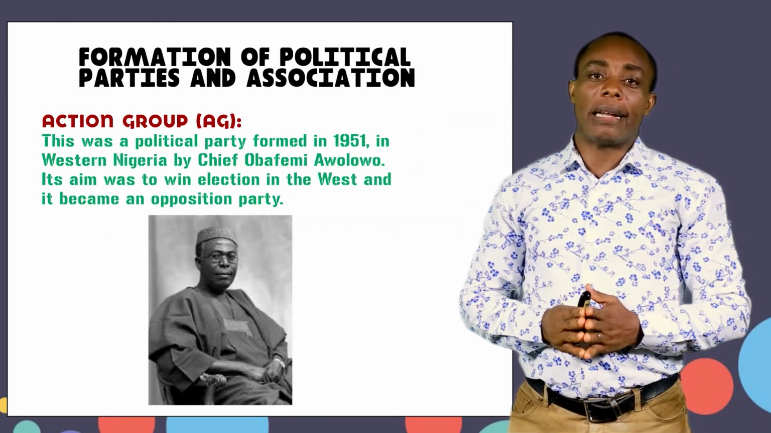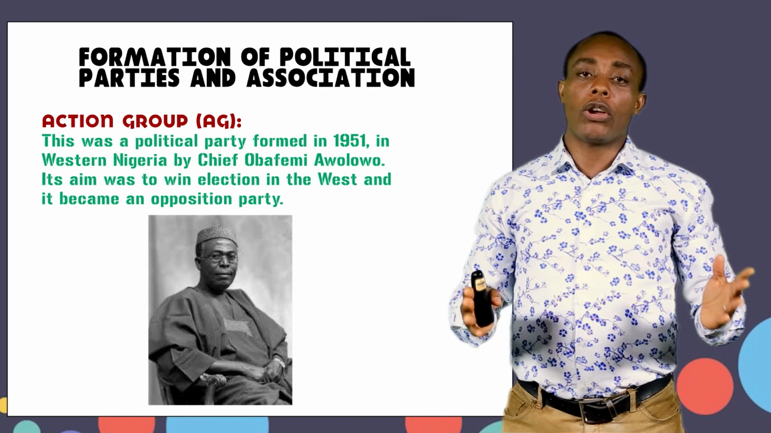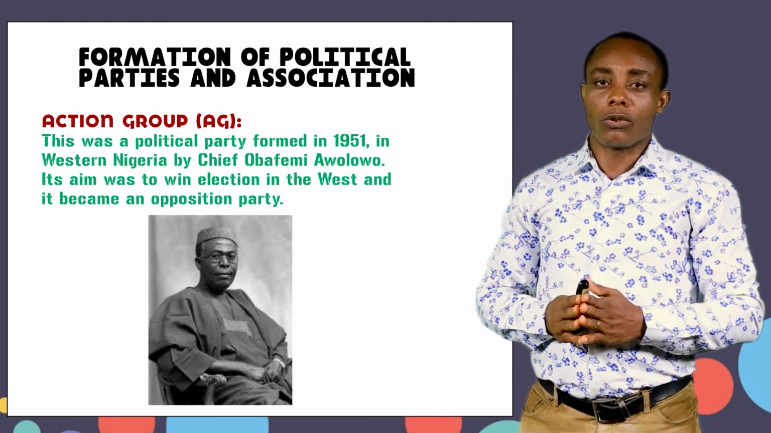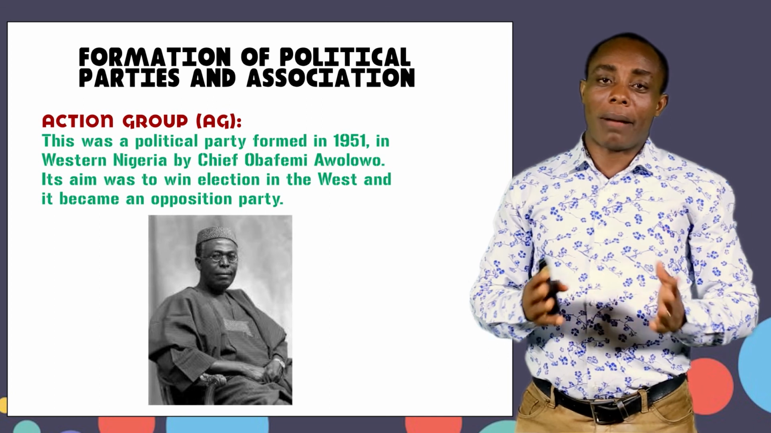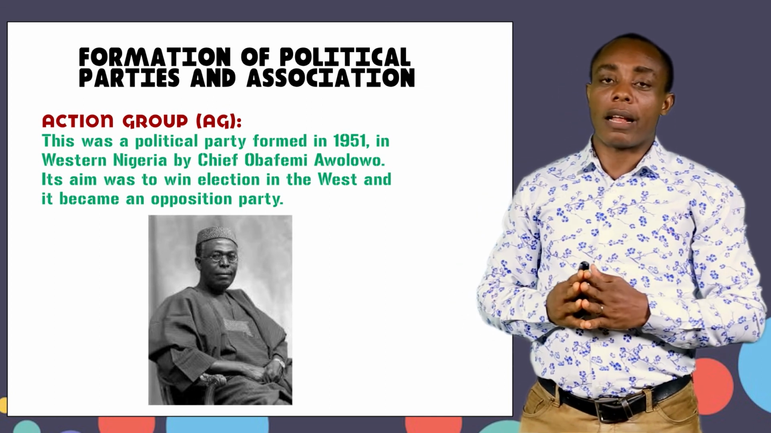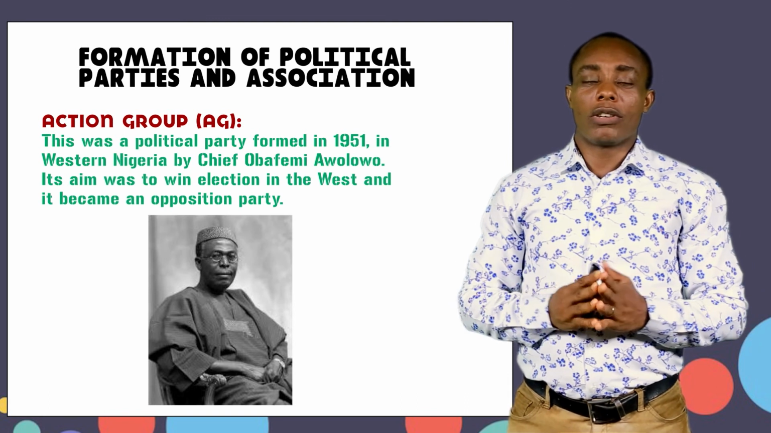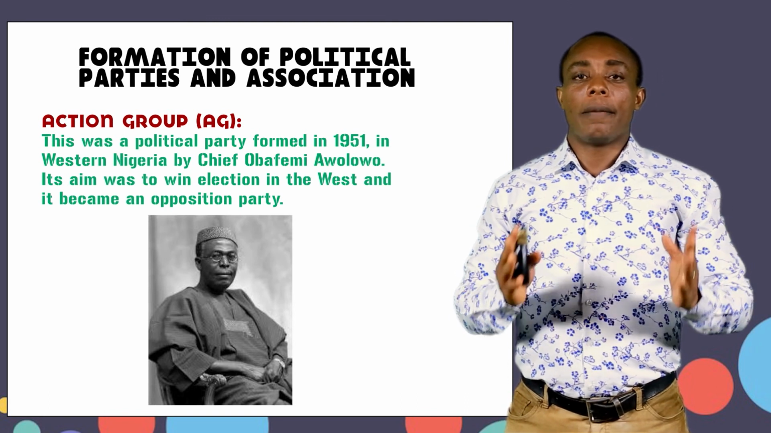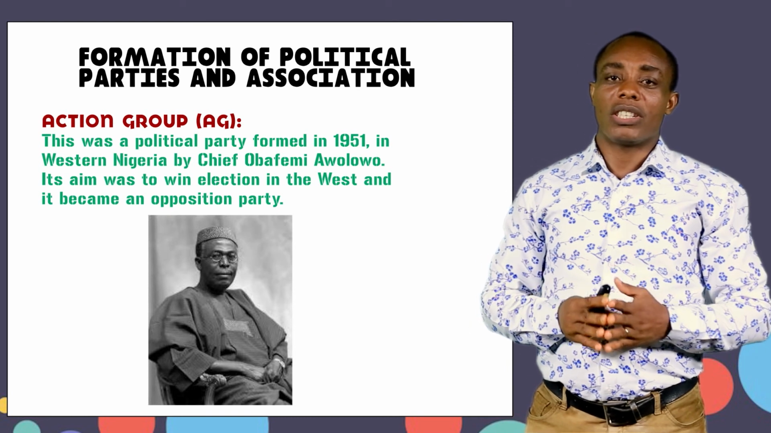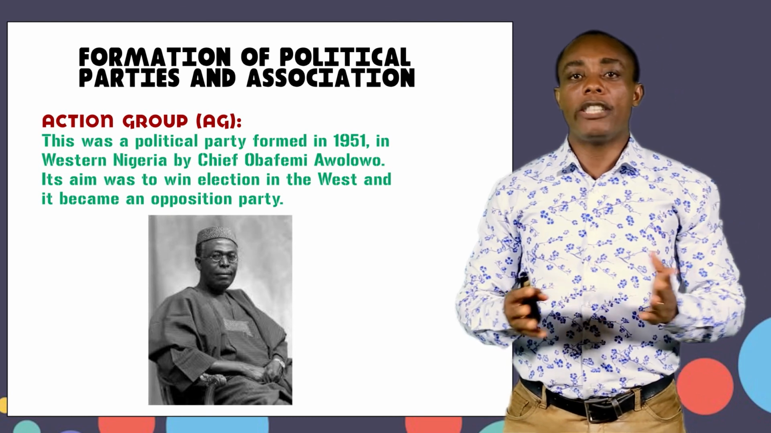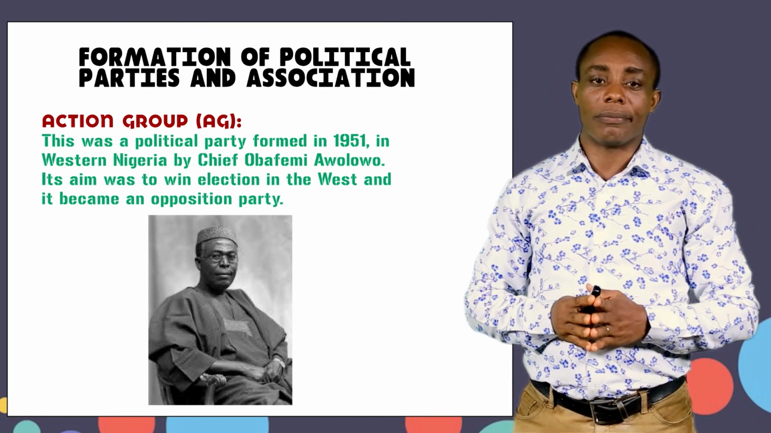Another major political party established in Nigeria during colonial rule was the Action Group. The Action Group as a party was established in western Nigeria by Chief Obafemi Awolowo. He was the founder of this party, and the party was established to win election in the West, and it became the major opposition party in Nigeria.